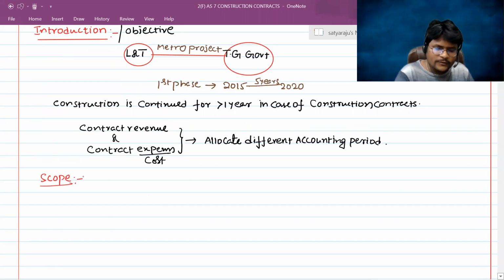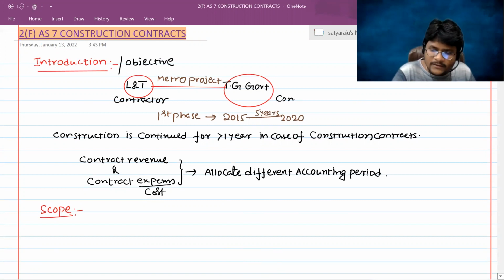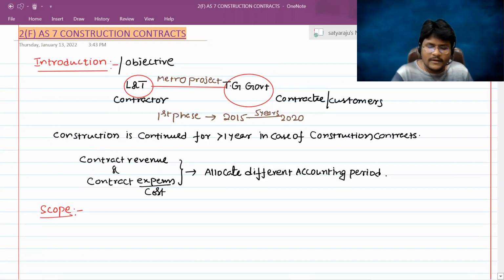Now the first and foremost question I'm asking here is, is this standard applicable to L&T or the Telangana government? Is AS 7 Construction Contracts applicable in the books of L&T, Larsen and Toubro, or in the books of the Telangana government? L&T is a contractor. Telangana government is a customer. You can call it a contractee or customer. Both the names are used synonymously. Which contractor is he? He is a construction contractor.